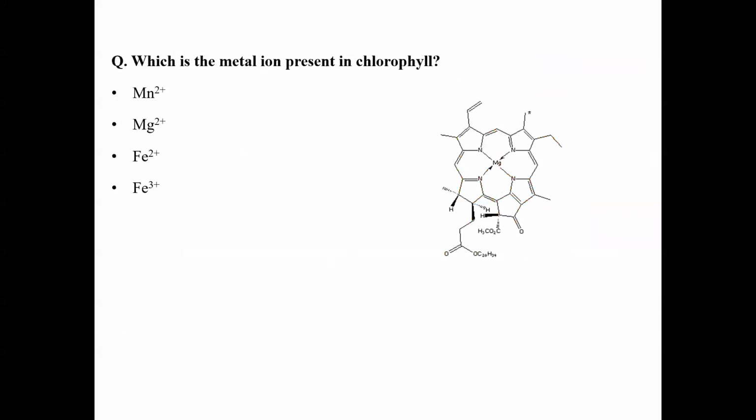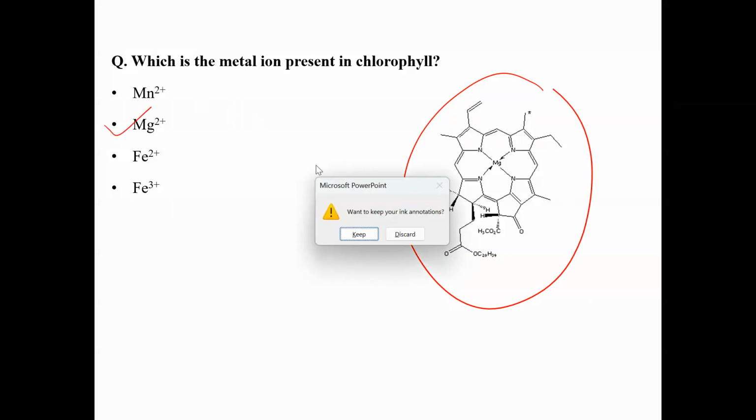So you have to identify the metal ion present in chlorophyll. I have already given the structure here. So you know magnesium plus two is present in chlorophyll.